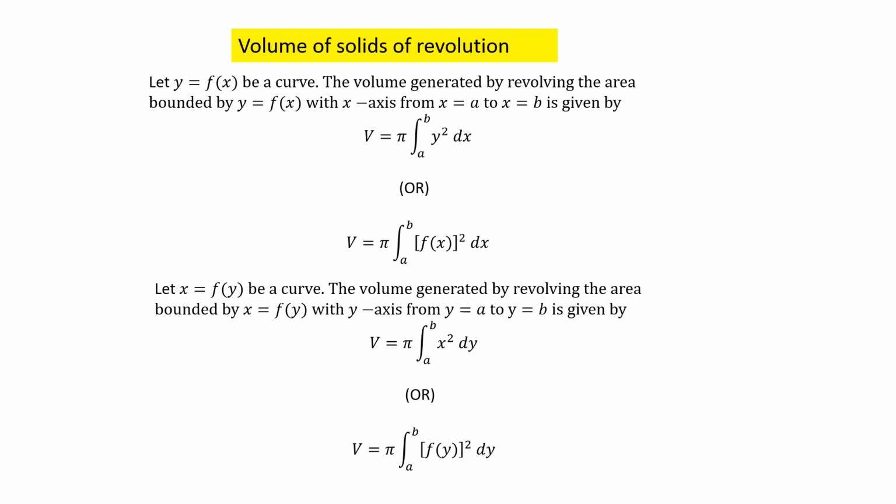In this video, we are going to talk about volume of solid of revolution. So there are two formulas we are going to follow. If the curve given is like y equal to f of x, then we have to use the formula V is equal to pi integral a to b y to the power 2 into dx. If the given curve is x equal to f of y, then we have to use another formula, V is equal to pi integral a to b x power 2 into dy.